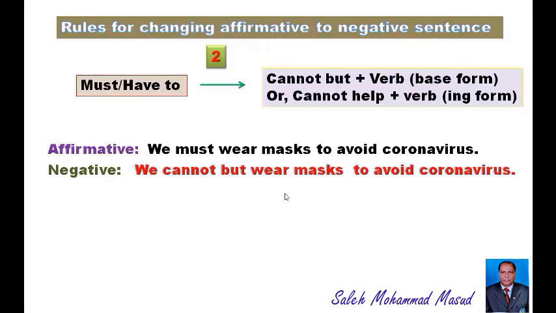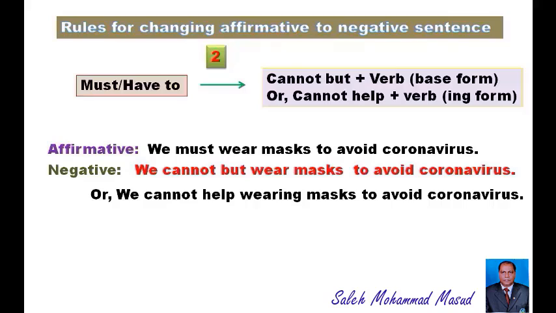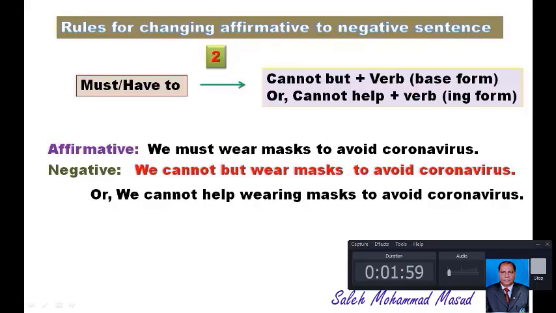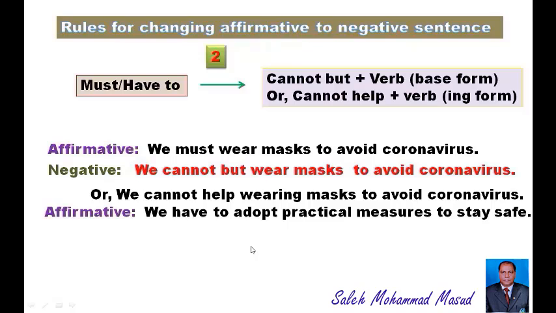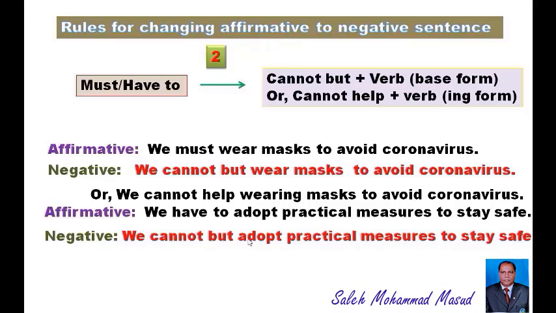And if you use cannot help, we have to use the ing form of the verb. The answer would be, we cannot help wearing mask to avoid coronavirus. Next example, we have to adopt practical measures to stay safe. The answer would be, we cannot but adopt practical measures to stay safe.